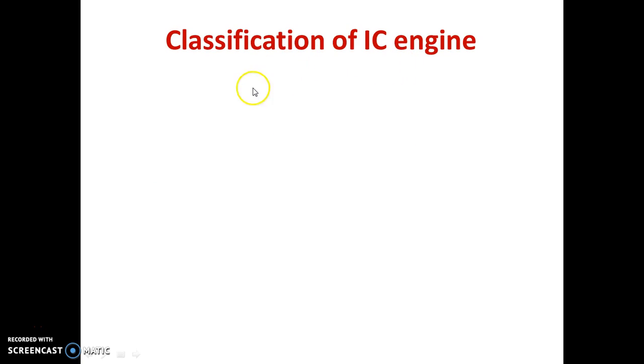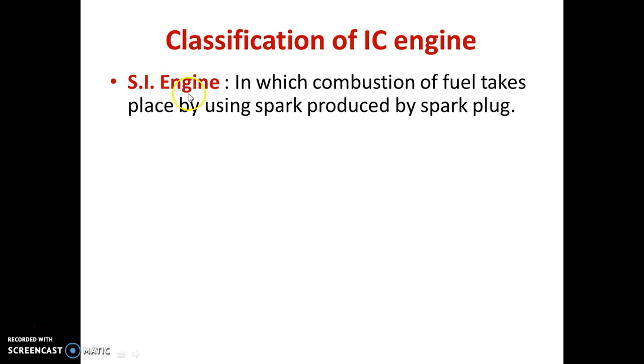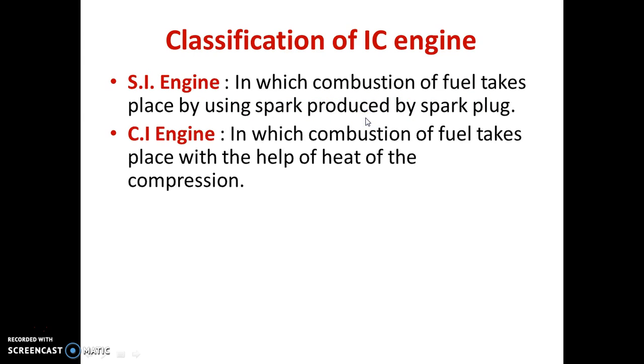Classification of IC engine. The first is SI engine, in which the combustion of the fuel takes place by using spark produced by the spark plug. Next is CI engine, in which the combustion of the fuel takes place with the help of heat of compression.